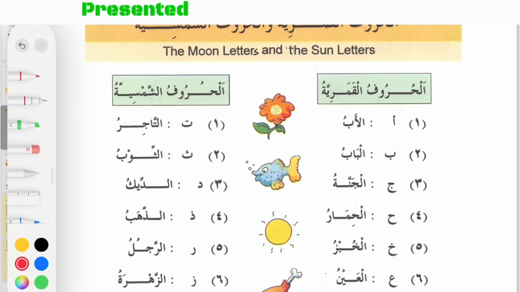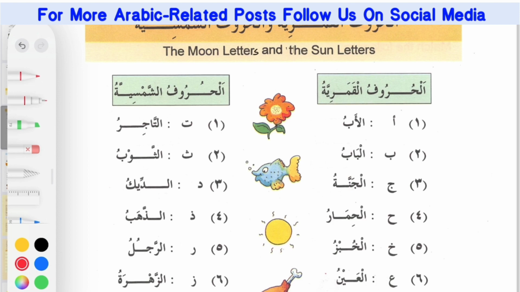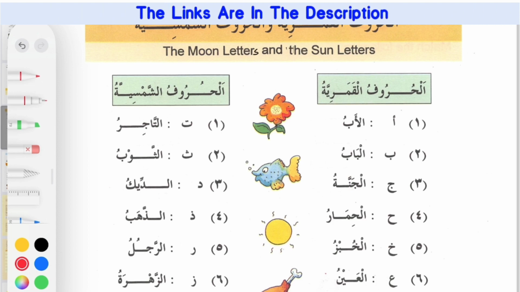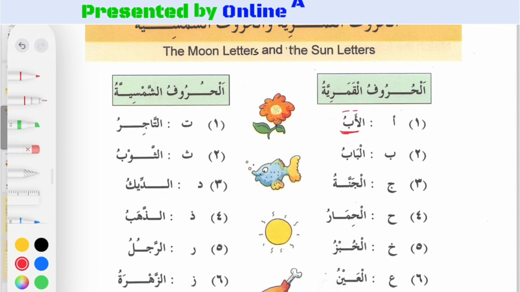When a word starts with a moon letter and you want to read that word with al, how will you read? Look at the screen. There is a word abu. This word starts with alif, hamza. And then we have al in the beginning. The same way babu, ba and then bu. The same way jannatu.